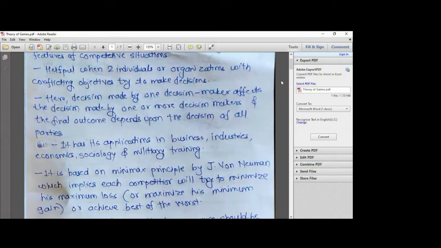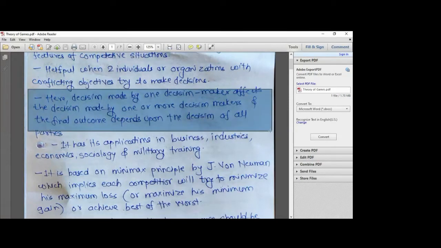And what is that understanding, which is very, very important? Here, the decision made by one decision maker affects the decision made by one or more decision makers, and the final outcome depends upon the decisions of all the parties, right? So here, what is going to happen is that everyone is going to make a certain decision, right? One person making a decision doesn't mean that the other person is not going to make a decision.